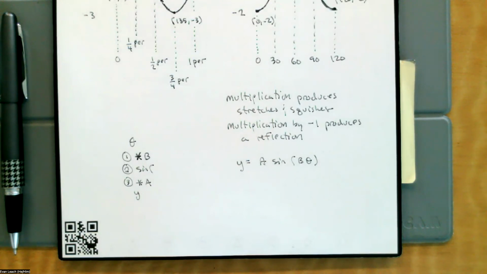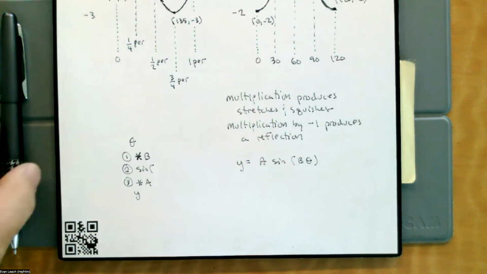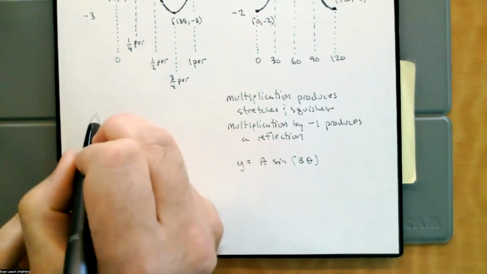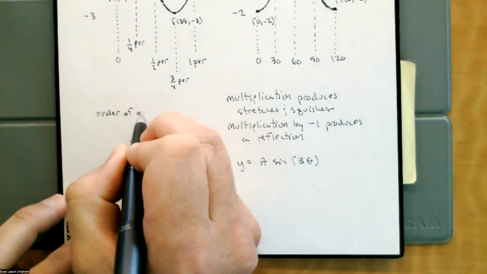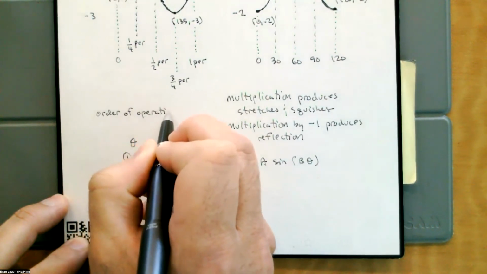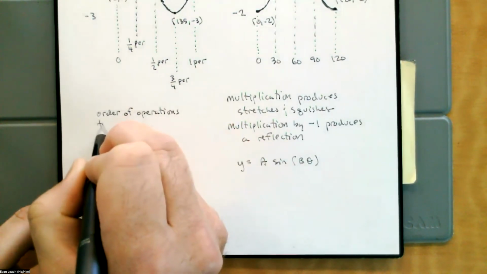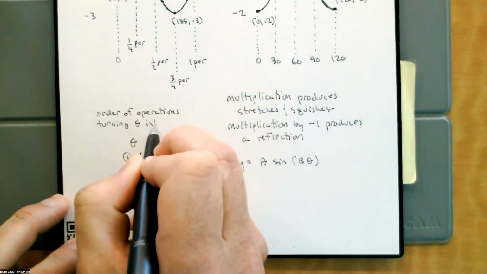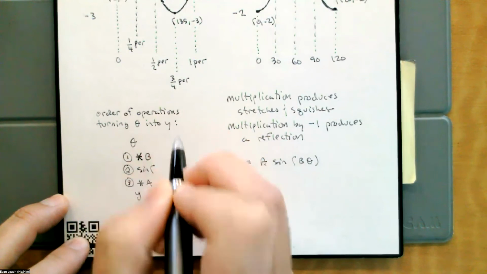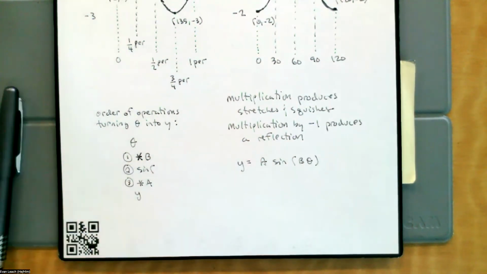This is the order of operations on theta. Start with theta, multiply by b first. Second, do the sine of theta. Third, multiply by a. Then you have y.